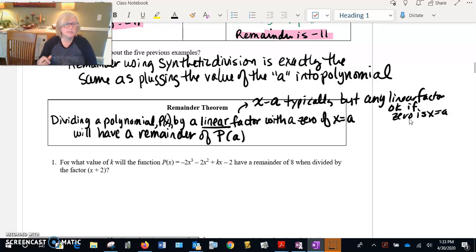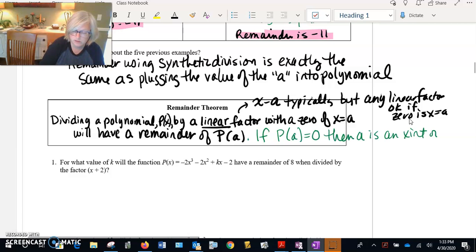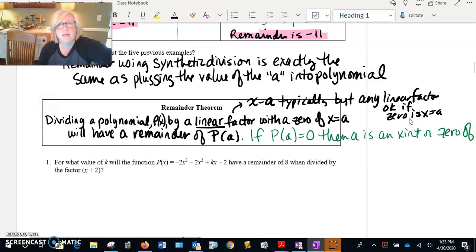And this also gives us information about whether or not this value is going to be a 0 of the polynomial. Now notice I said 0 of the linear factor. That's different than me saying a 0 of the polynomial. I'll add that right here. If p of a is equal to 0, then a is an x-intercept or 0 of p of x. Okay, that's what we would know about that.